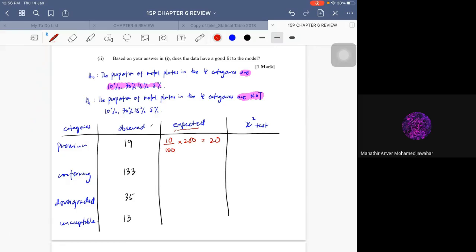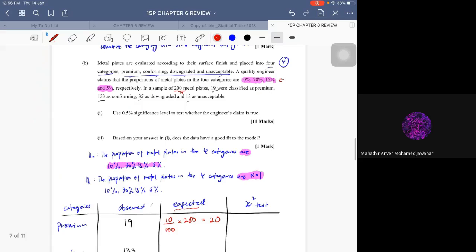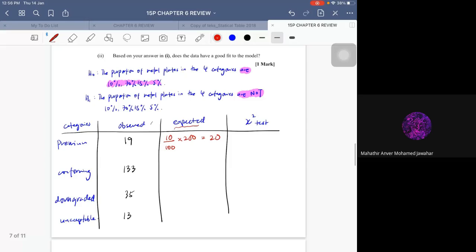So here, for confirming, the percentage should have been 70. So I'm going to have 70 divided by 100, multiplied by 200. So that is going to be 2 multiplied by 70. So I'm going to have 140. So that is going to be my value for the second category, which is confirming, if it actually follows the percentage. And then for downgraded, the percentage is going to be 15%. So I'm going to have 15 divided by 100 multiplied by 200. So that is going to be a value of 30. Okay, so that is going to be my expected value.